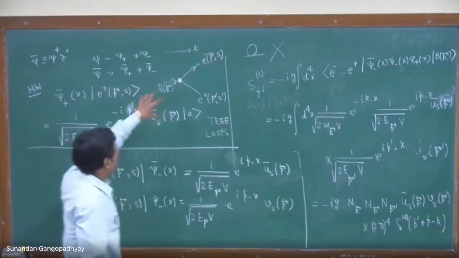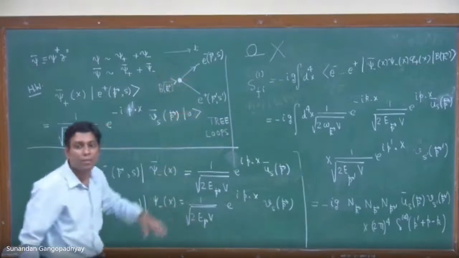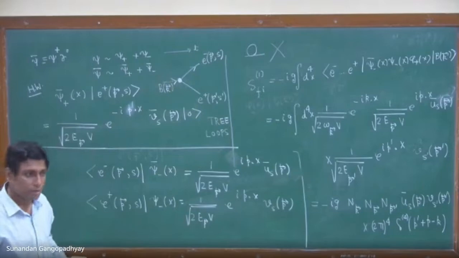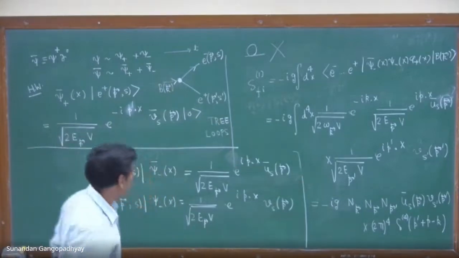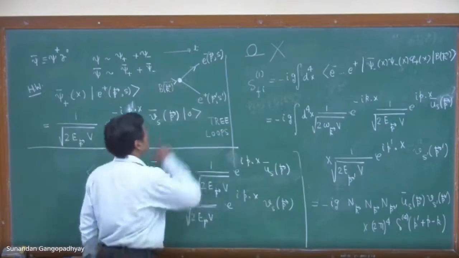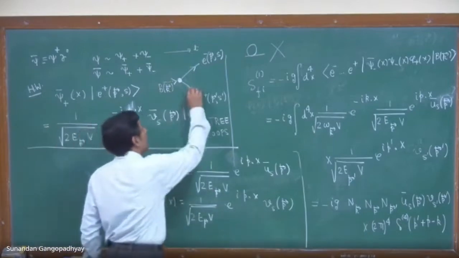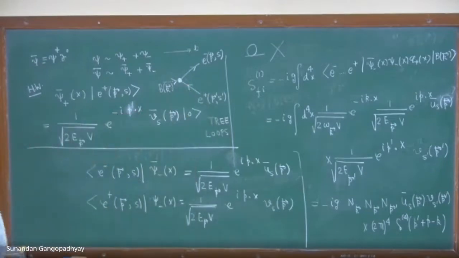For the electron, see, both are fermions. So how do you differentiate between an electron and a positron? Then do one thing. So what will you do? What do you suggest to do? Okay, the arrow is like this. Good. The arrow is like this.